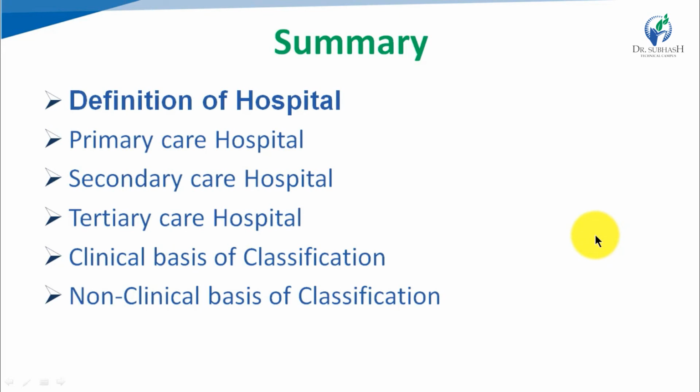So overall in this video we have considered the definition of hospital, what is a hospital, then primary care hospital, secondary care hospital and tertiary care hospital. We have classified the hospital on the clinical basis of classification, and we have classified the hospital on a non-clinical basis of classification. So in this video we have considered the hospital and its organization, and we have considered these points.